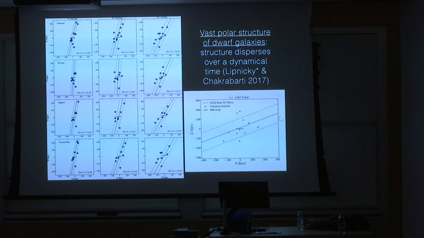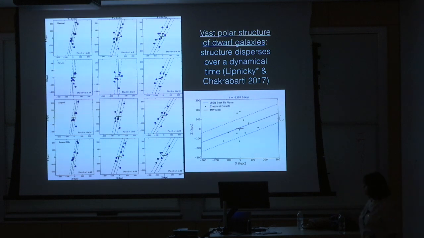Right? So my former student, Andy Lipnicki, has used now here my orbit integration code, and he's taken the measured HST proper motions of the satellites and integrated backwards in time to calculate their trajectories. And what you see here is that while, of course, you start out with a thin planar structure, it disperses very quickly.